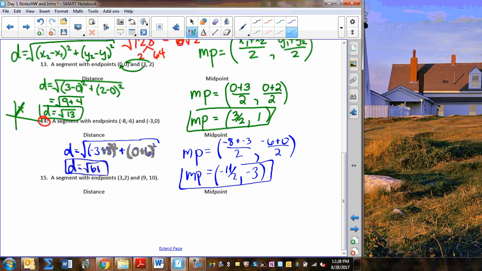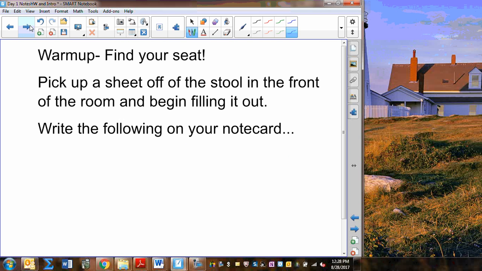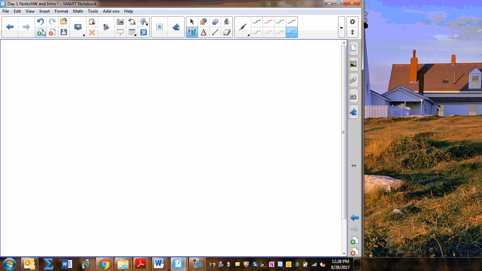Alright, so now we're going to rack your brains a little bit. Go ahead and take your packet and flip it over to the back side, which is blank. Alright, so we're going to continue dealing with distance and midpoint. So let's go ahead and rewrite it, again, just to kind of keep working it into our brains.